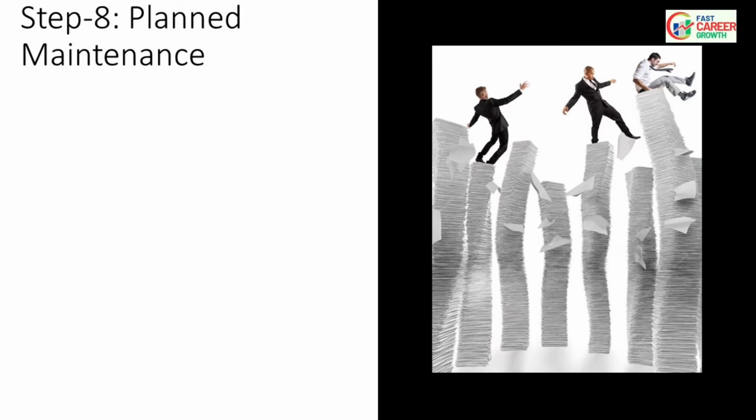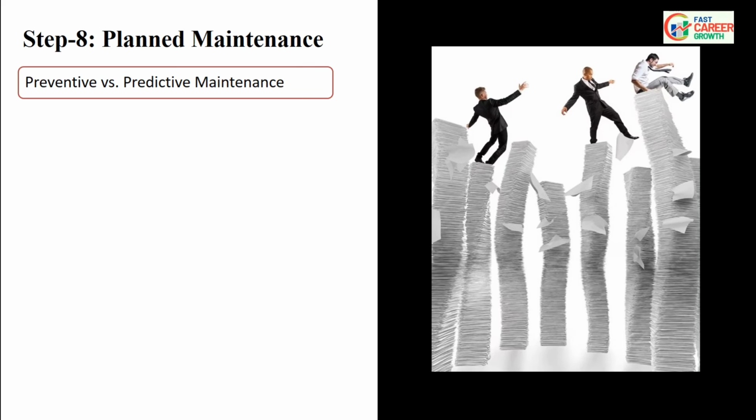Planned maintenance focuses on scheduling and executing maintenance activities based on a predetermined plan, with the goal of minimizing unplanned downtime, improving equipment reliability, and reducing the cost of maintenance. Preventive versus predictive maintenance. Distinguish between preventive and predictive maintenance. Preventive maintenance involves routine inspections and replacements, while predictive maintenance relies on data and analysis to anticipate when maintenance is required.